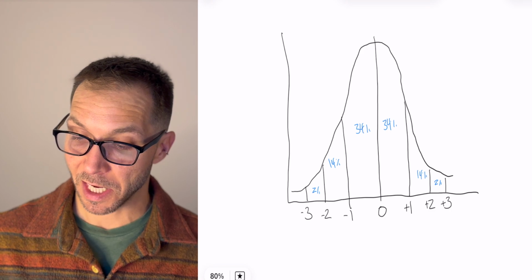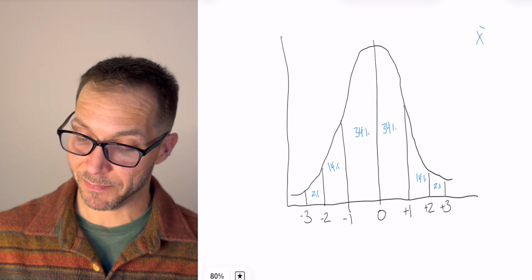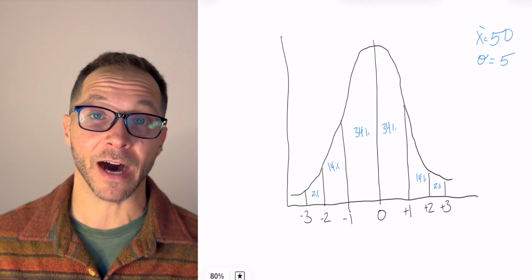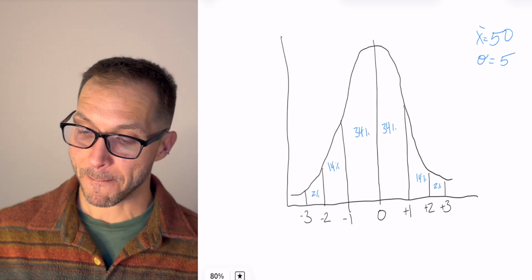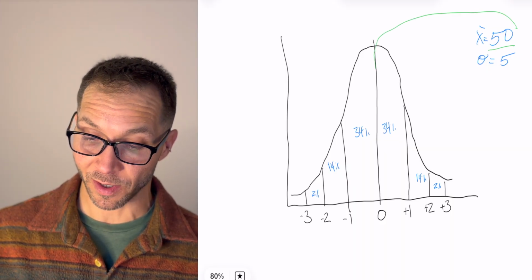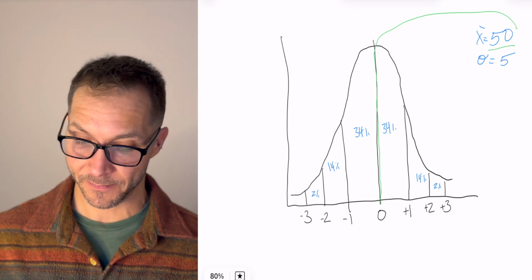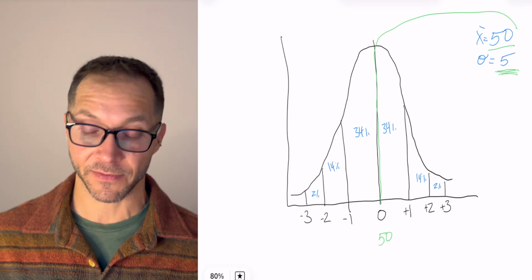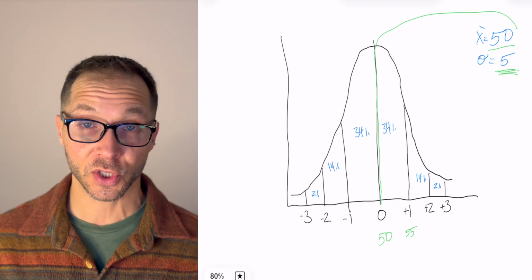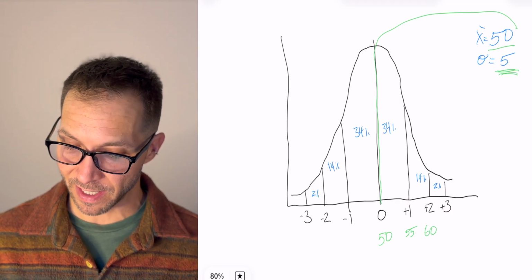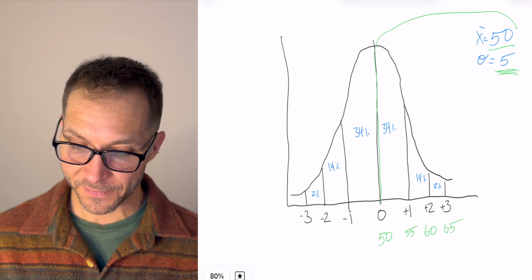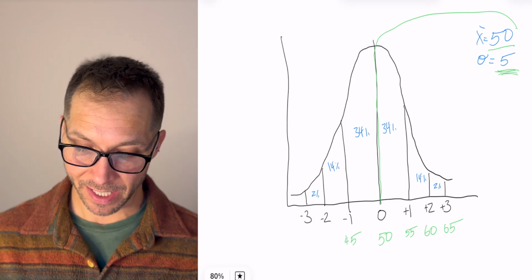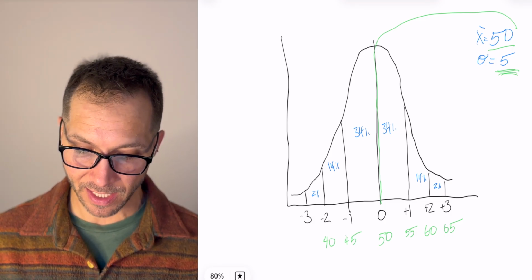They give you a word problem, right? They say your mean is 50 and the standard deviation is 5. I know exactly how to figure this out now. Mean is 50. You told me where this mean goes, right here, right? So I'm going to put 50 right here. 50 plus 1 of these standard deviations, 55. Plus 2 of them is 60. Plus 3 of them is 65. 50 minus 1 standard deviation is 45. Minus 2 is 40. Minus 3 is 35.